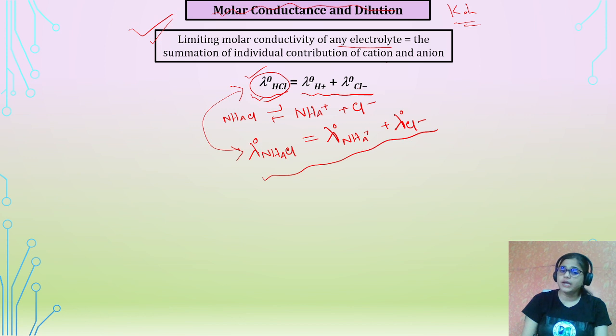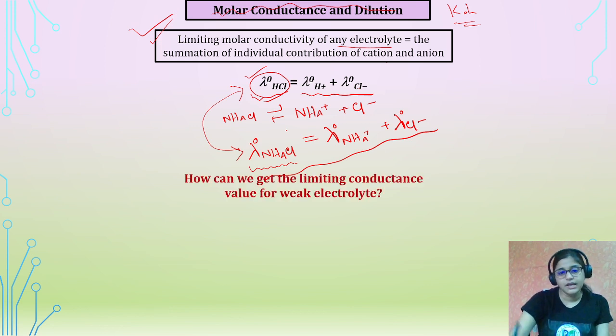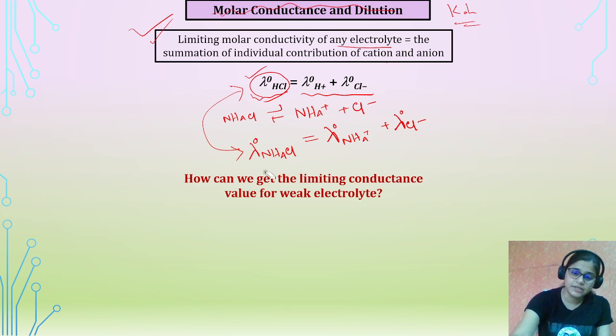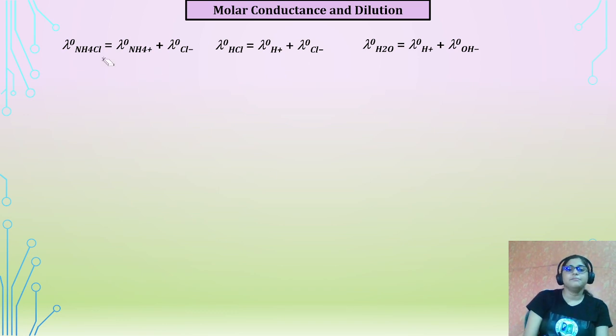But for a weak electrolyte, how can we find the limiting molar conductivity? How can we get the limiting conductance value for a weak electrolyte? That is a big question. Let's see in the next slide. Three equations are given. This one is for a strong electrolyte, NH4Cl, which is equal to the summation of its constituent ions.